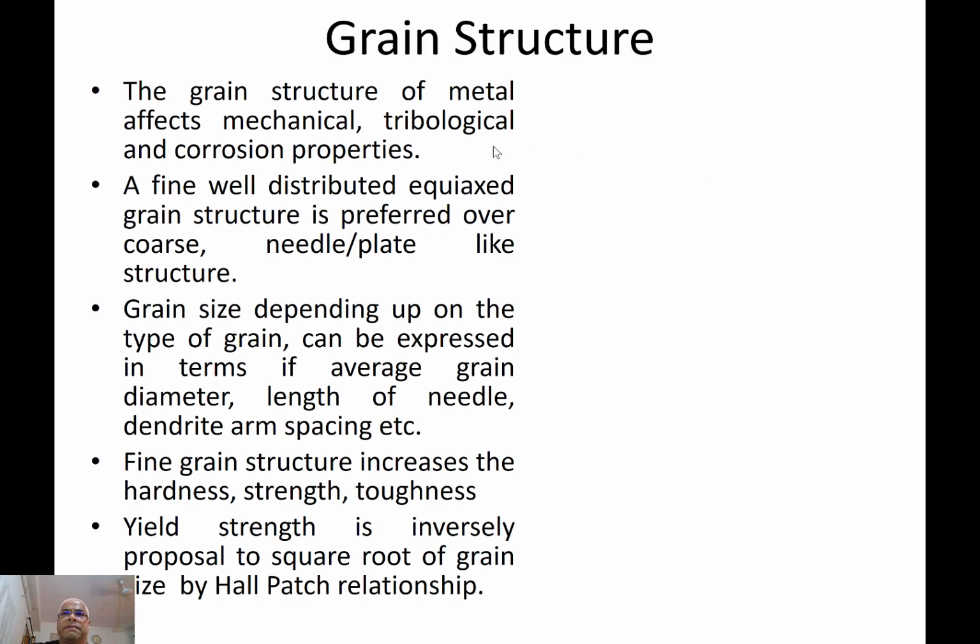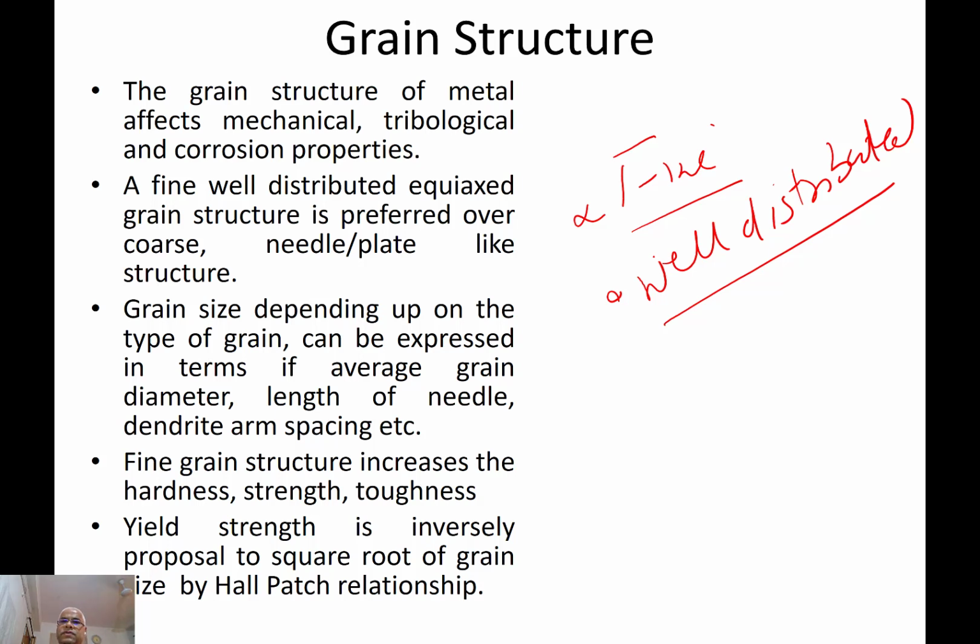So as I have said, the grain structure is important, and it affects the mechanical properties, tribological properties, and the corrosion properties of the metallic components and the weld joints. Also, if the grain structure is fine and it is uniformly distributed, in general it will result in a good combination of the mechanical and tribological properties.